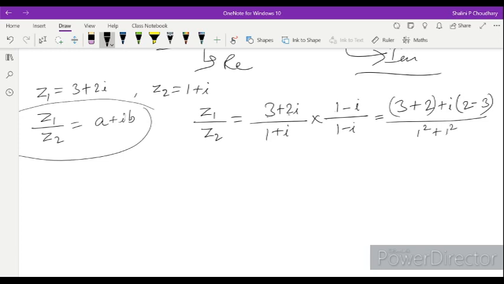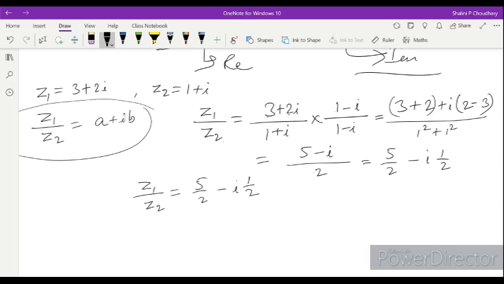Okay, so it will be 3 plus 2, that is 5, minus I. 2 minus 3 will be minus 1, and minus 1 into I will be minus I. So 1 square plus 1 square will be 2. So it will be 5 upon 2 minus I upon 2. So Z1 upon Z2 will be equal to 5 upon 2 minus I upon 2. Okay, so this will be the value.